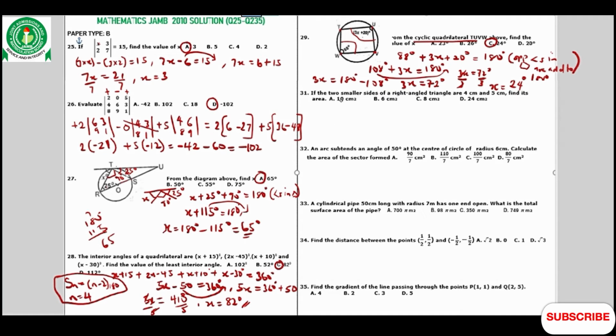Now, if two smaller sides of a right angle triangle are 4 cm and 5 cm respectively, find its area. A right angle triangle is a triangle with an angle of 90 degrees, and the longest side is called the hypotenuse. The two remaining sides are called opposite and adjacent. I was told the two smaller sides, so they are not talking about the hypotenuse, only the opposite and the adjacent.